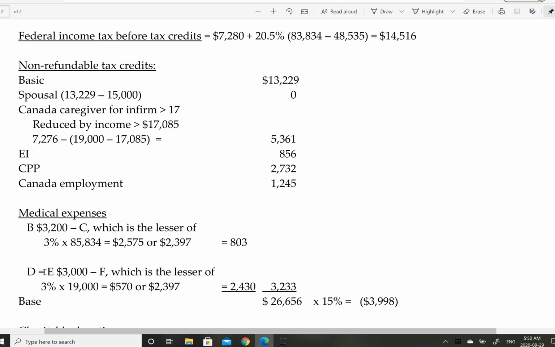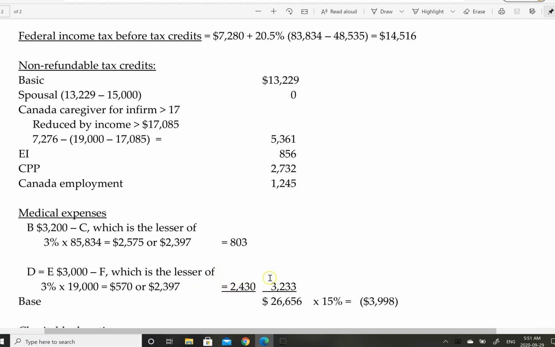And E is the medical expenses for the dependent, which in this case would be Alex, her father. The father's medical expenses that Tess paid for is $3,000. And then we minus F, which is the lesser of 3% of the dependent's net income. So this would be Alex's net income, which is $19,000. Lesser of 3% of that, or $2,397. Now the lesser amount is the 3% of $19,000, which is $570. And so the D amount is going to be $2,430.